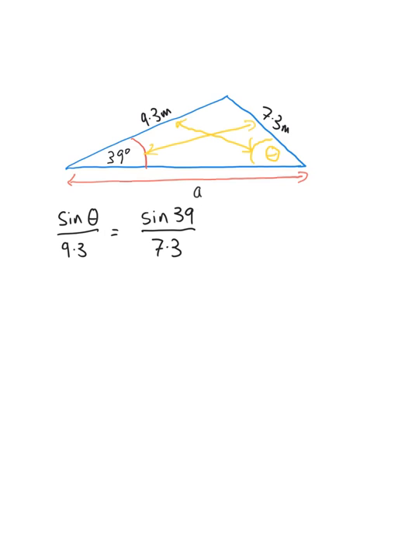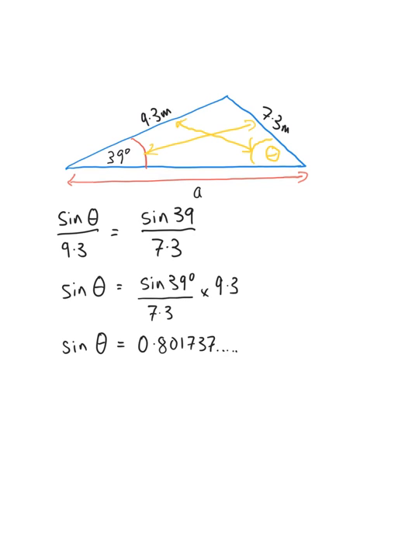So I want to find theta, so I write down sine theta divided by 9.3, my angle side pair, equals sine 39 degrees divided by 7.3, my other angle side pair. Now to solve for theta, my first step is to times by 9.3 and punch that into my calculator. Now using the inverse sine. Now I can solve for the angle I've just labelled as A.